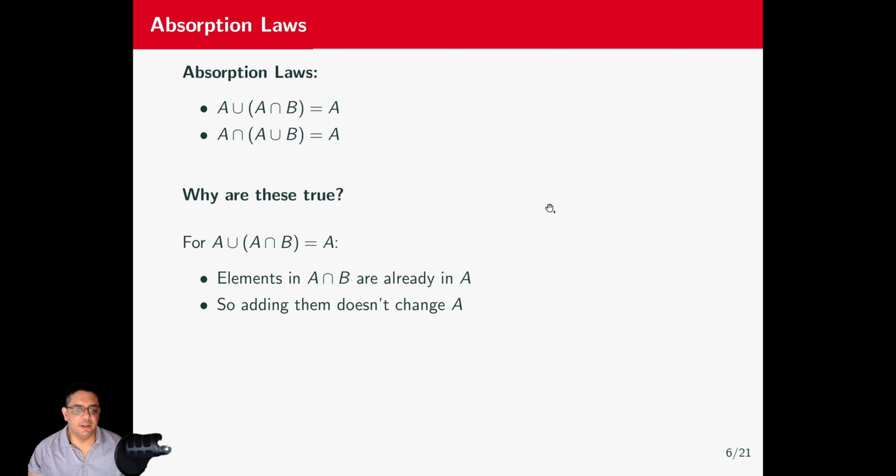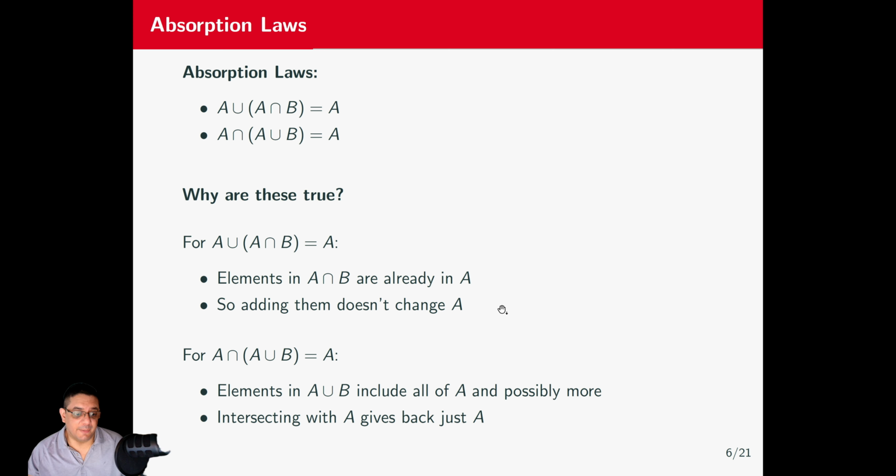Now, do you know why these are true? Well, for A union (A intersection B), the elements of A intersection B are already in A, so adding them doesn't change anything. And for A intersection (A union B), the idea is kind of backwards. A union B already includes all elements of A, so intersecting just gives me back the original set.